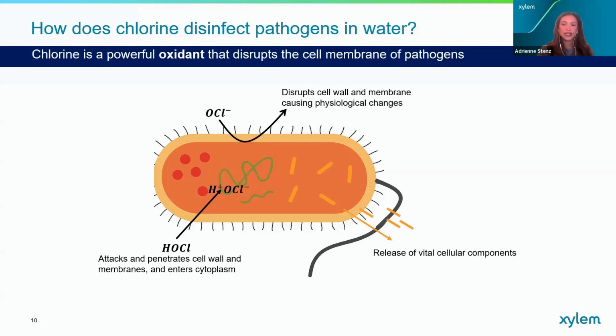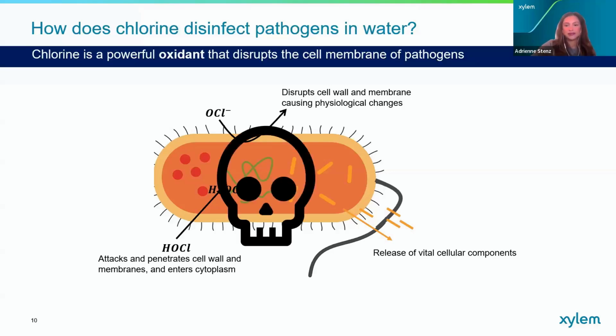Hypochlorous acid also attacks and penetrates the cell wall of these pathogens and enters their cytoplasm, which causes the release of vital cellular components, effectively killing the bacteria. Chlorine disinfection kills or inactivates 98 to 99% of harmful pathogens in water in this fashion, including those that cause serious disease such as typhoid, cholera, and dysentery.